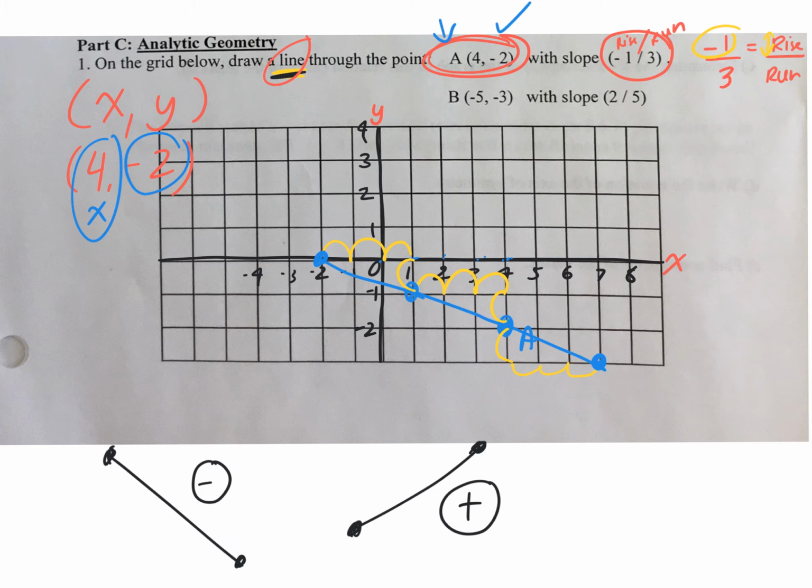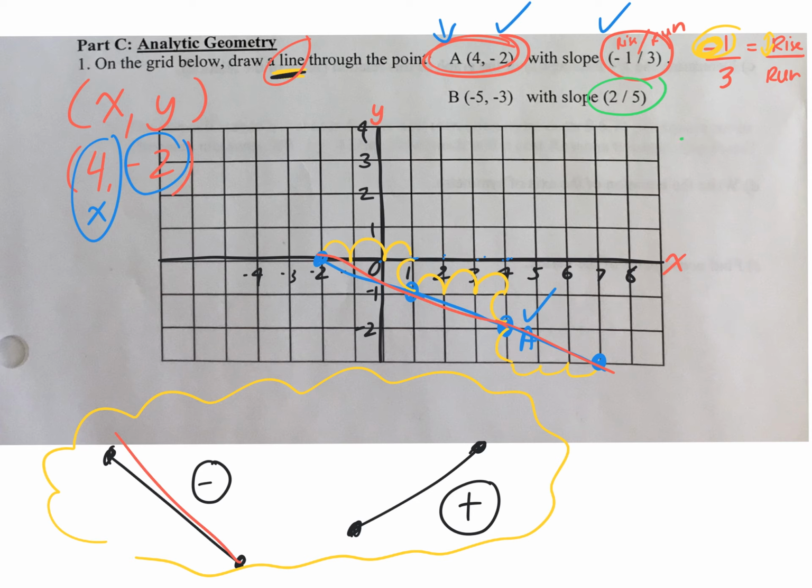Plot the point. Did it. And draw the slope. Rise 1, run 3. Up 1, left 3. You must memorize this for your exam. Just look at if the slope is negative, you automatically know the line has to go in this direction. It can go up to the left or down to the right. If the slope is positive, which it is for the second example, it's got to go in this direction, up to the right. So try B.